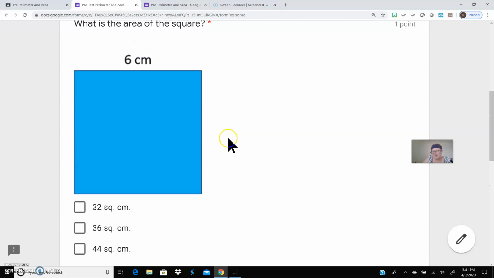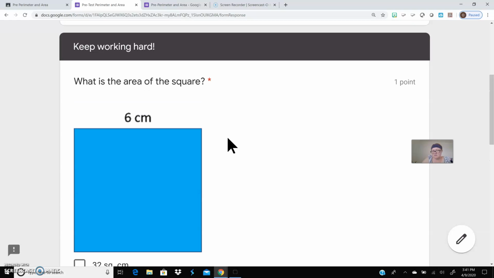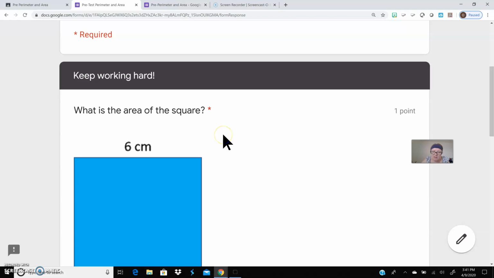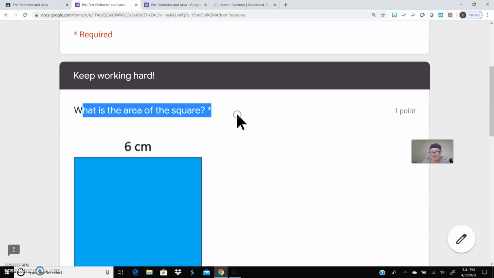And that can't be right because the answer's not here. It should be 6 times. Oh, they want the area. I'm sorry. See, I read it wrong. My mistake. What is the area?